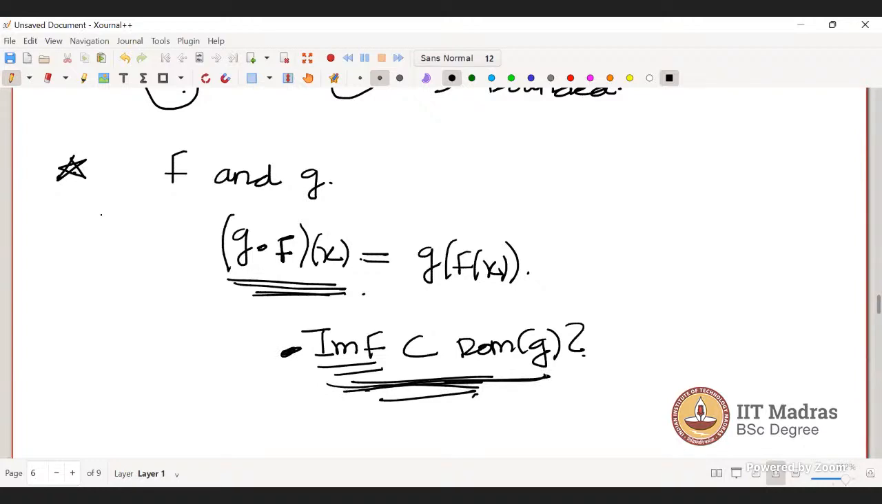Image of f should be the subset of range of G. Sir, can you please explain this? No, how you are defining this?